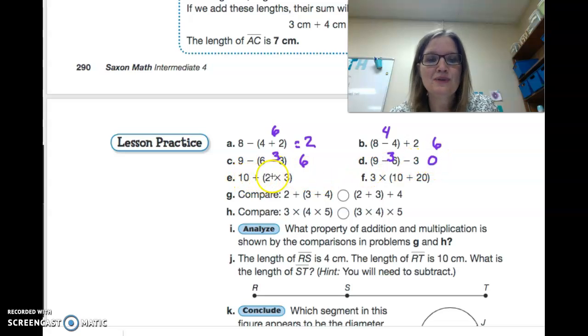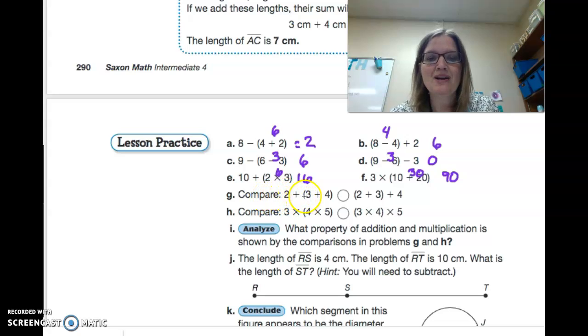Multiply 2 times 3, which is 6. We start that first. Plus 10 is 16. We do the parentheses first here. 10 plus 20 is 30. 30 multiplied by 3 is 90. We just tack on a 0, because we know that 3 times 3 is 9, and then we tack on a 0.